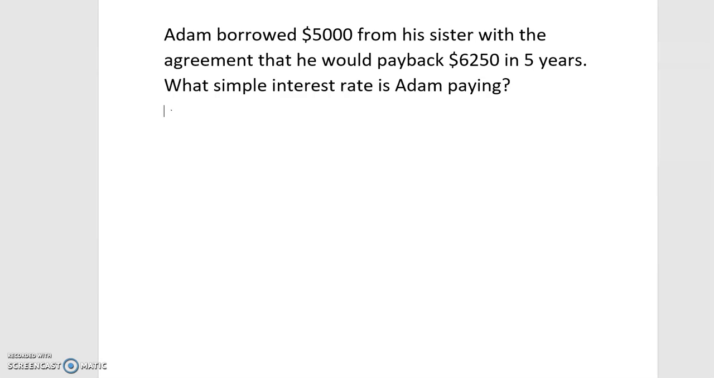In the previous video, we looked at how to determine the future value of a loan based on the formula FV is equal to P times 1 plus RT. But what if we're interested in finding something other than the future value? Well, it turns out that we can solve this formula for any of the unknowns.